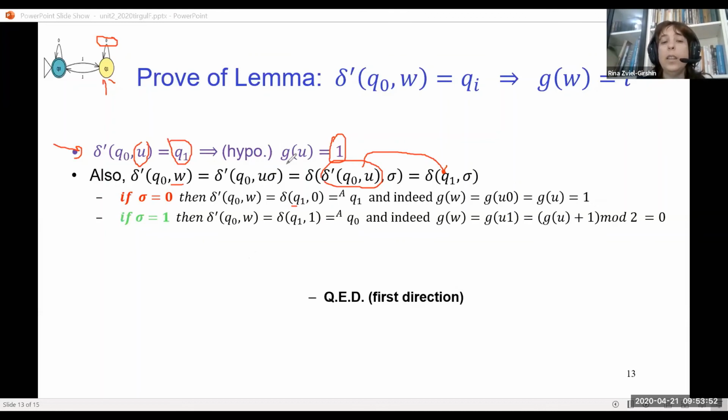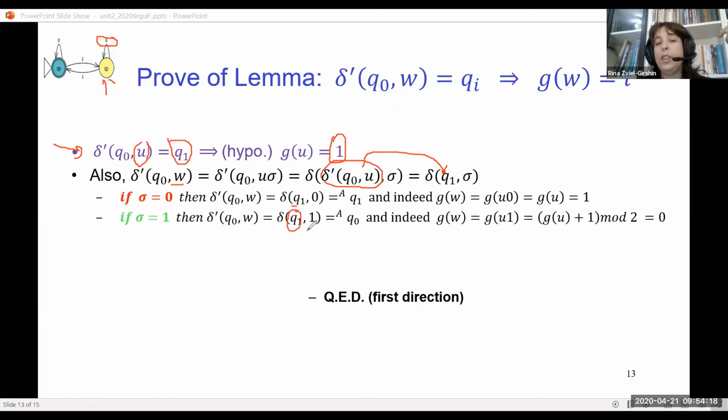In the second case, I add an additional letter sigma equal to 1. So once again, we start reading the word W at the state Q0. The word W has prefix U and the suffix sigma that currently is 1. The prefix U, when we read it, we finished reading at the state Q1.